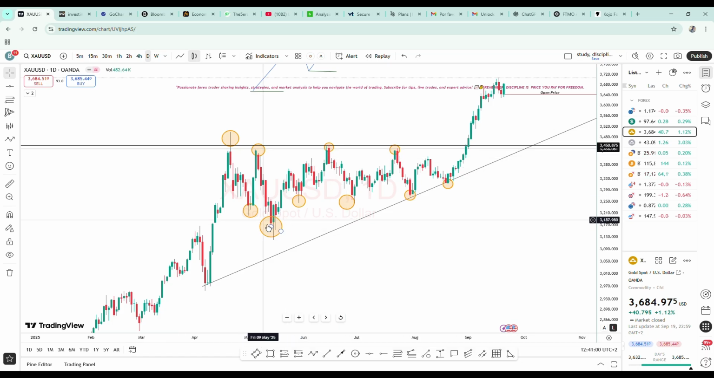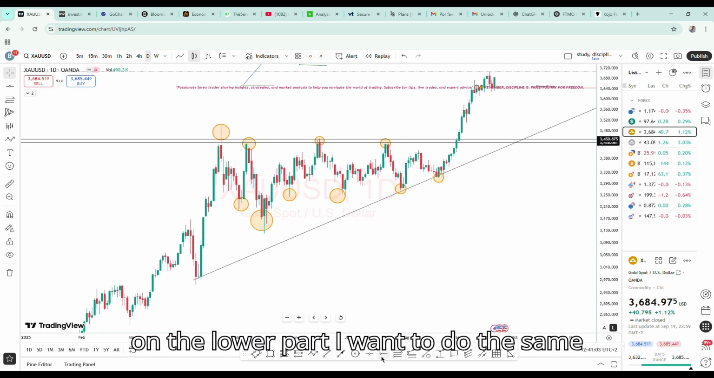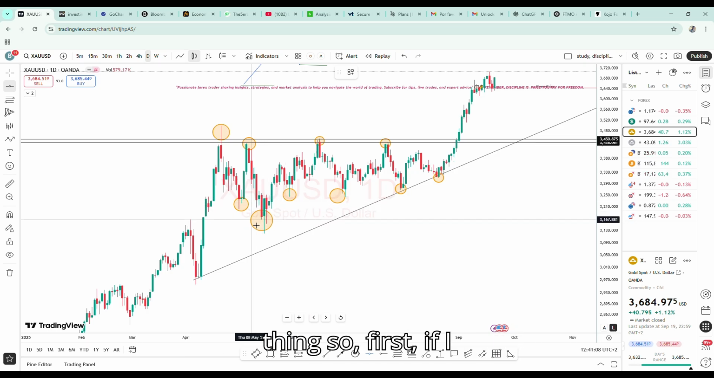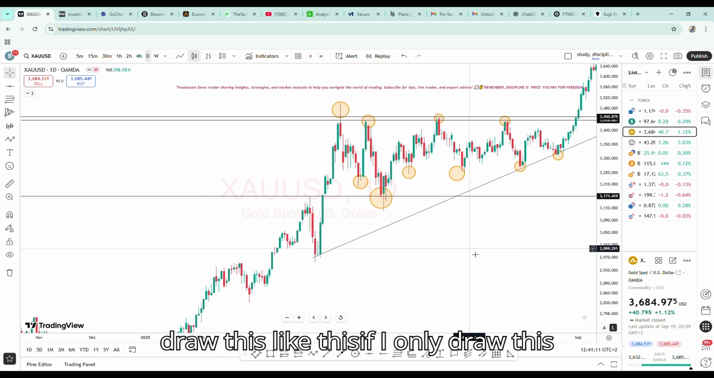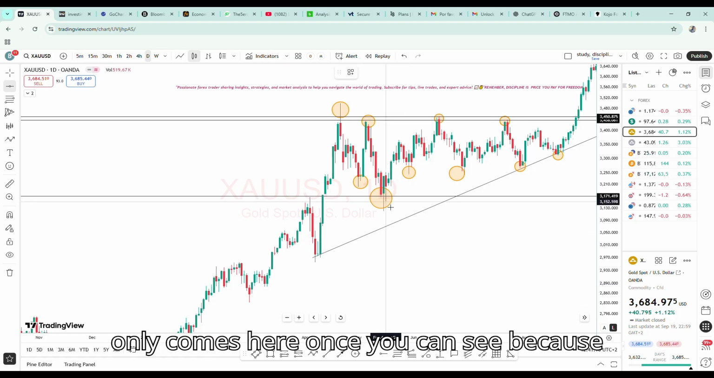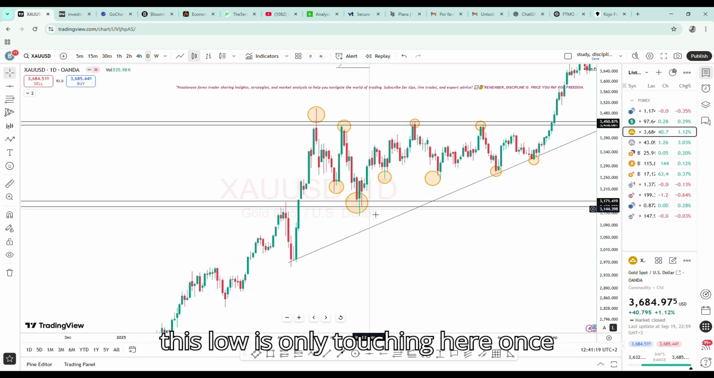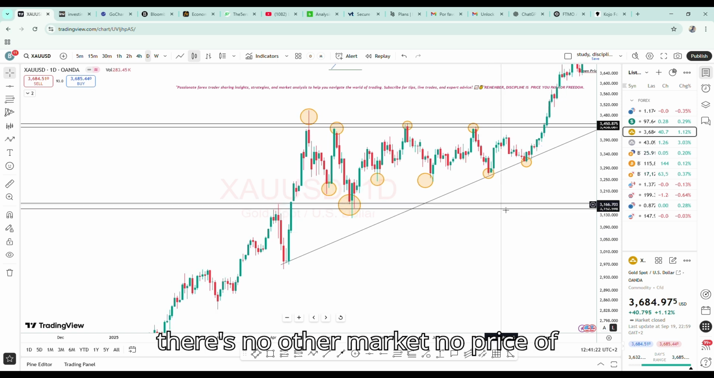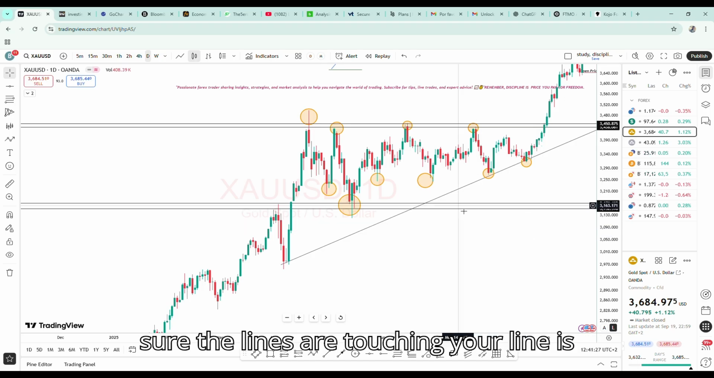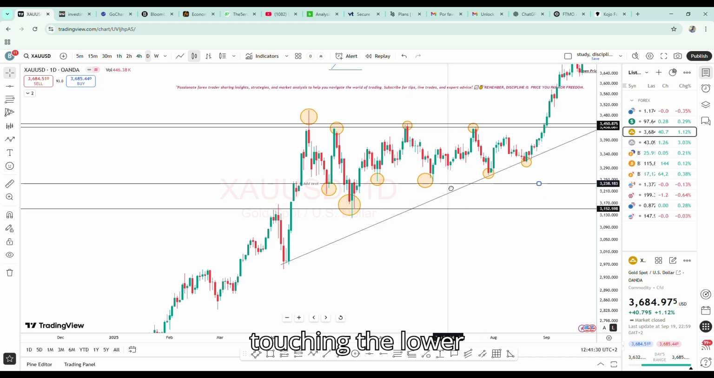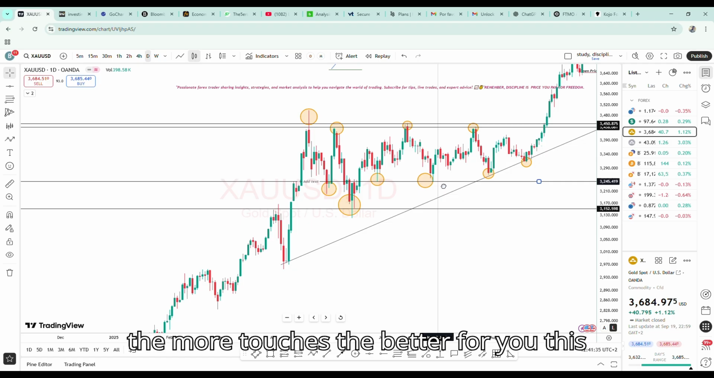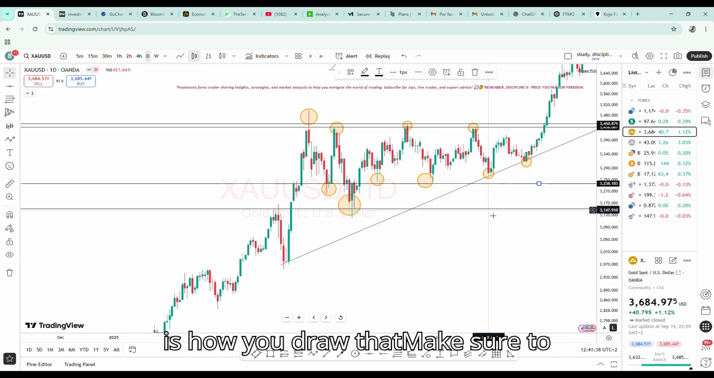All right. So on the lower parts, you want to do the same thing. So first, if I draw this like this, if I only draw this, you see that here the market only comes here once, because this low is only touching here once. The price of the market doesn't come to this area anymore. So you want to make sure the lines are touching. Your line is touching the low, and the more it touches, the better for you. This is how you draw that.